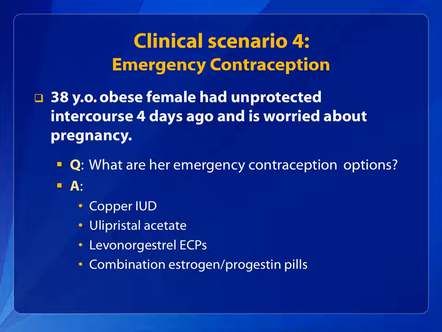This patient therefore has 4 options for emergency contraception. There are no conditions for which she cannot take emergency contraceptive pills. For emergency intrauterine device use, she needs to meet the eligibility criteria for regular IUD insertion.